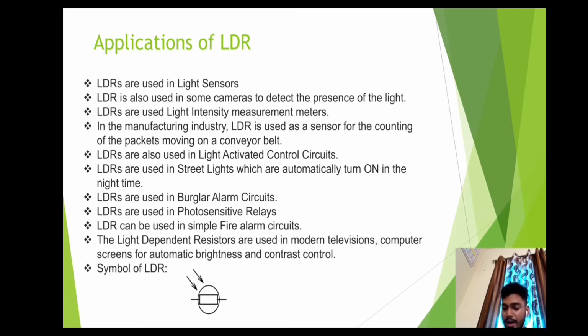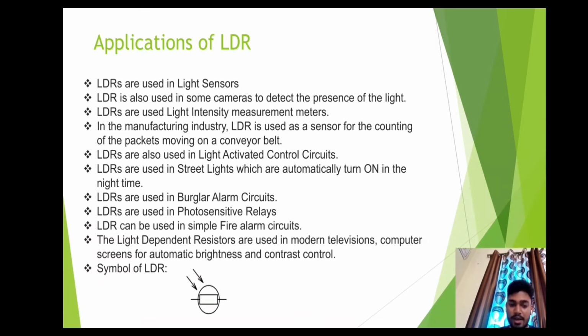LDR can be used in a simple fire alarm, because fire also has light intensity, and with the help of that it can catch the information of the light and it will sound the alarm. Light dependent resistors are used in modern televisions and computer screens for automatic brightness and contrast control, and also in your smart mobile phones. Symbol of LDR: the symbol of LDR looks like this. This is the resistor and this is the light.